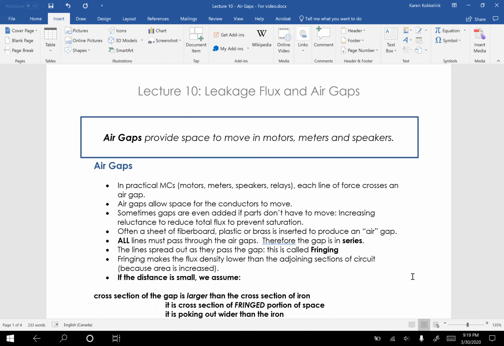There has to be a space. There has to be a space because there are moving parts and they're moving with respect to each other. So if there wasn't a space, they'd all be moving exactly the same way and they'd be stuck together. But when there is a space, the lines of force still happen, as we've learned in all of our other lectures. But the lines of force have to cross the air gap. It is still a magnetic circuit when there's an air gap in it. It allows for things to move.